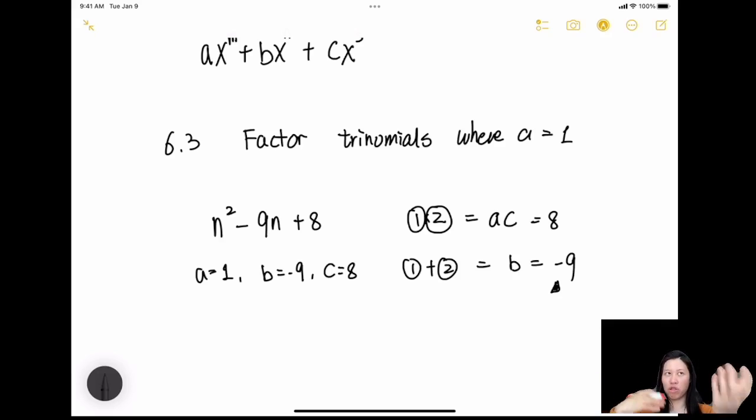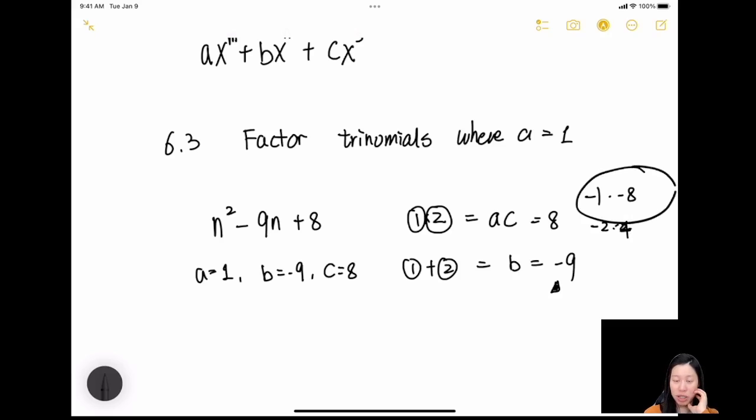So now we need to think about which two negative numbers multiply to equal 8. Well, we have negative 1 times negative 8, or negative 2 times negative 4, right? And now we want the sum of these two numbers to equal negative 9. So really obvious, it has to be the first one. So we will have n minus 1 times n minus 8. So that's how we factor it. But you don't need to write equals 0, because they didn't tell you to solve it. They just tell you to factor it.